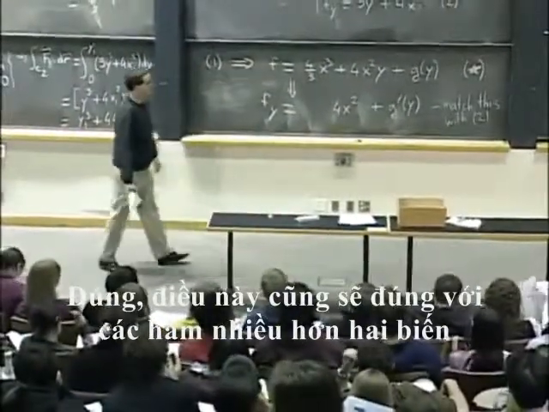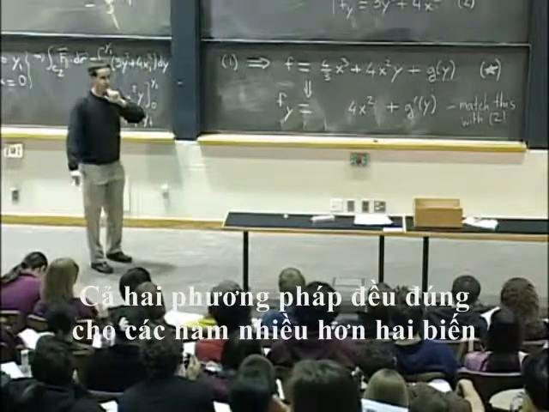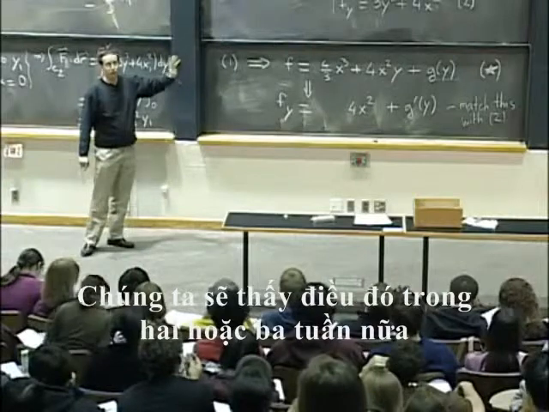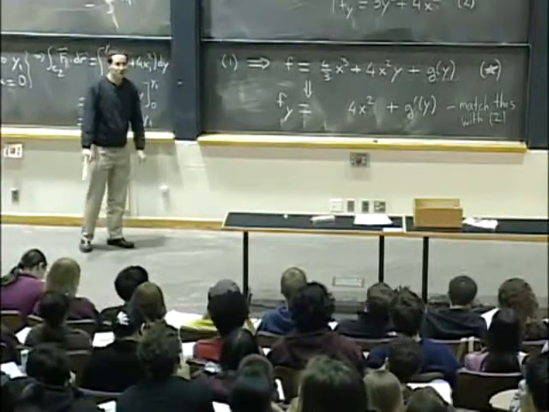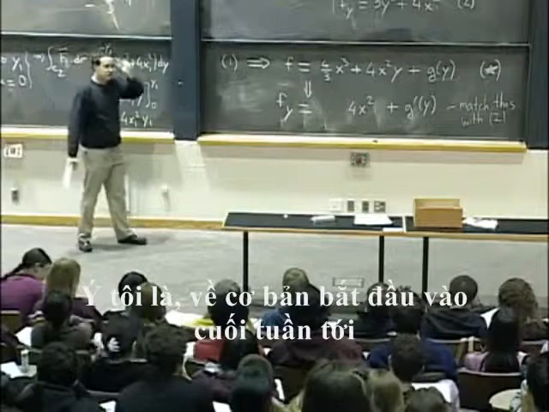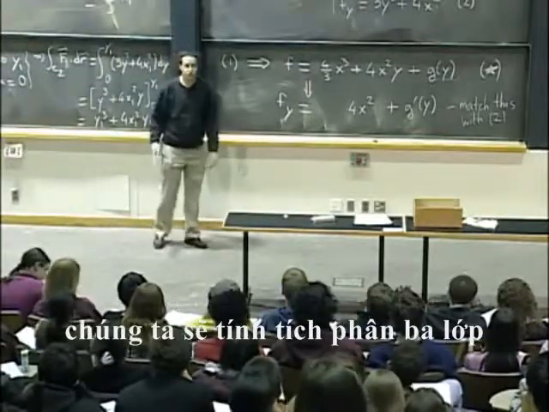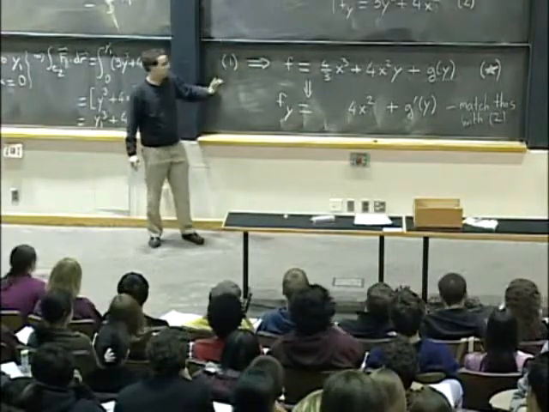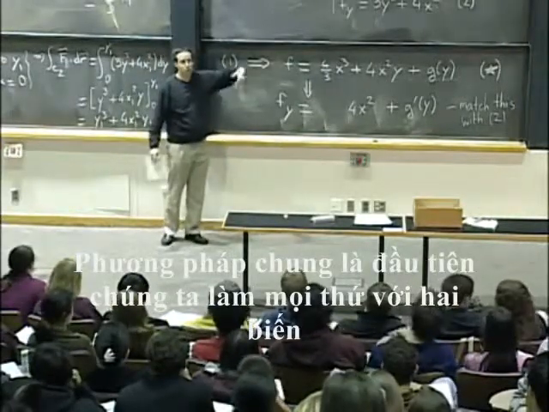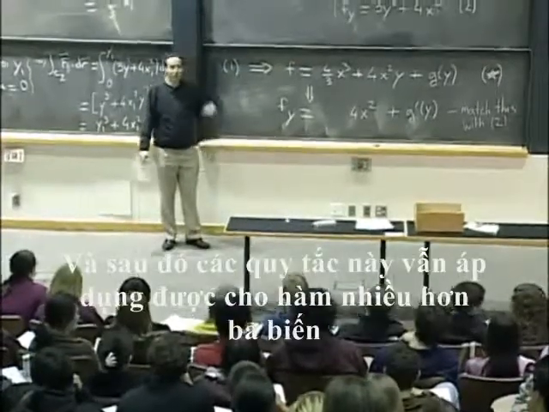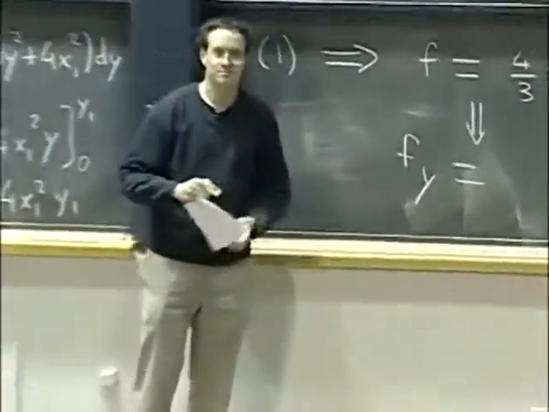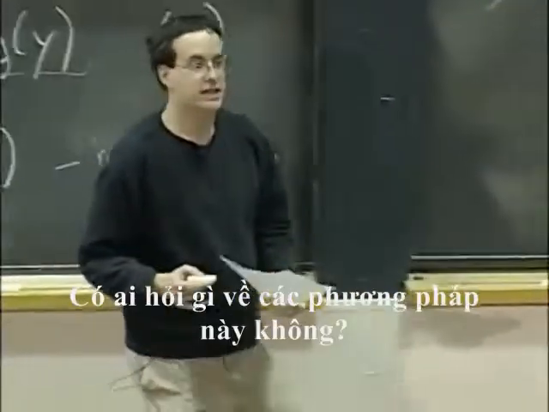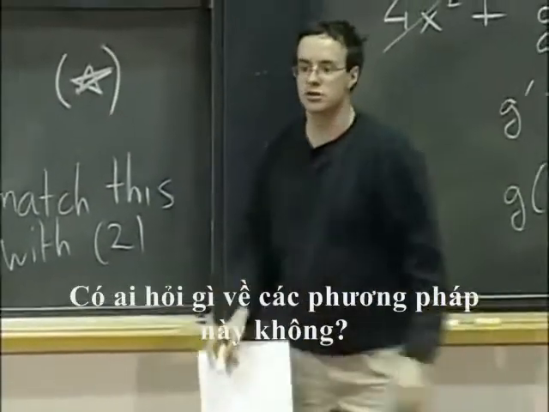Yes, this will work with functions of more than 2 variables. So both methods work with more than 2 variables. We're going to see it in the case where more than 2 means 3, in 2 or 3 weeks from now. Basically, starting at the end of next week, we're going to do triple integrals, line integrals in space, and so on. So first we do everything in 2 variables, then we'll do it in 3 variables, and what happens with more than 3 will be left to your imagination. Okay, any other questions about either of these methods?